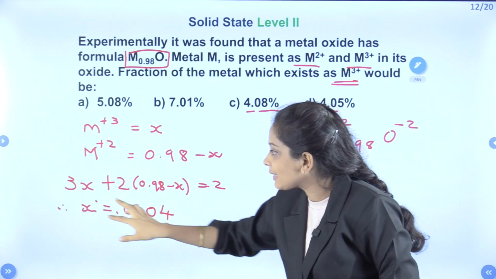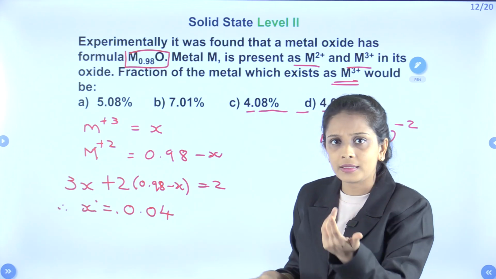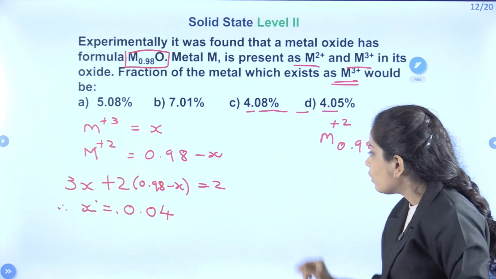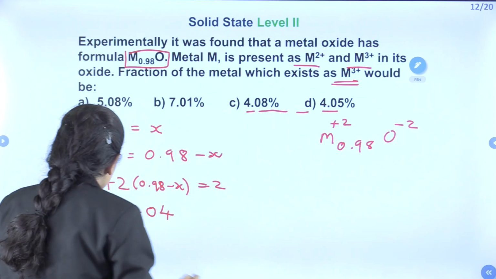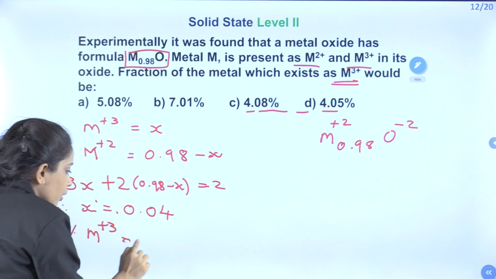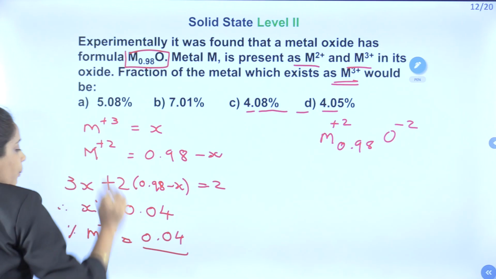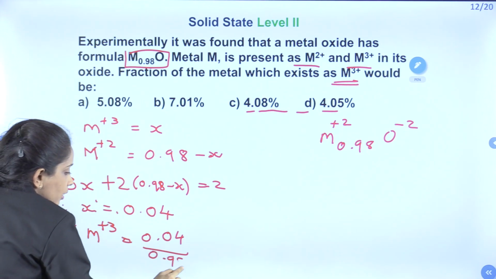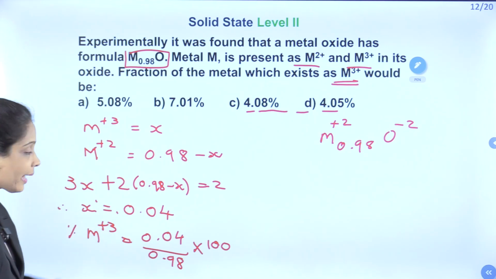So the value for x is for what, student? x is for M+3 and they have asked for +3 only, yes or no? So for the percentage, we will definitely do that. Percentage for M+3 would be, we have 0.04, and the total is how much, student? 0.98. Percentage they have asked, so multiply by 100, it is necessary.